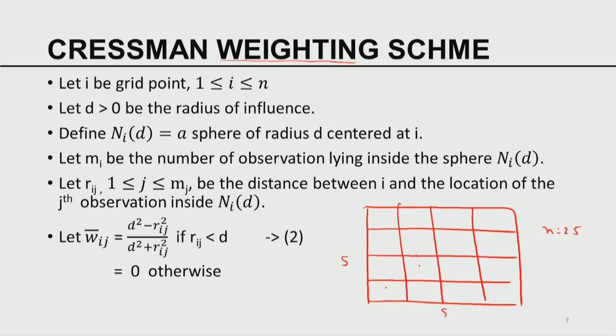Let me assume the observations are sparsely distributed like this, maybe like that. The grids are numbered, this is 1, 2, 3, 4, 5 and so on. So let this be the ith grid point. You pick a d greater than 0 and consider it to be the radius of influence. The radius of influence was a very good idea. So let us talk about this now.